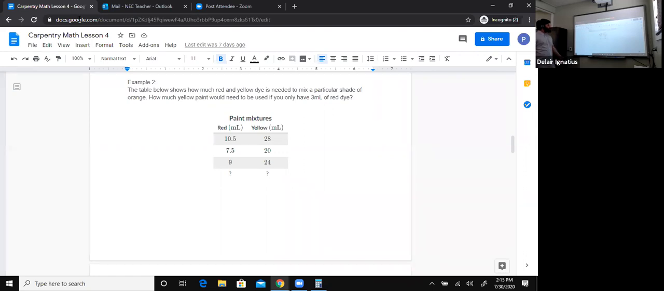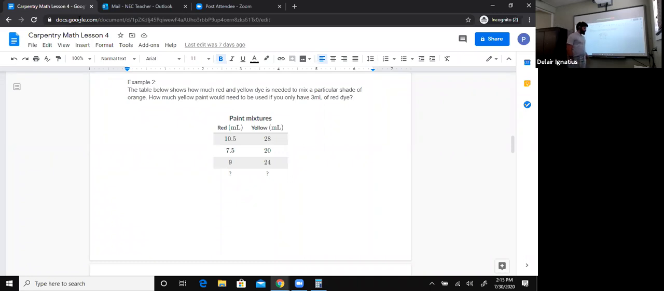It tells us the table below shows us how much red and yellow dye is needed to mix a particular shade of orange. So like if you're mixing up paints at a paint shop, how much yellow paint would need to be used if you only had 3 milliliters of red dye. You'll notice in this chart that all of our ratios of red and yellow dye have more than 3 milliliters of red dye. So if we want that particular shade of orange and we want to use only 3 milliliters of red dye, we're going to have to do some math to figure out how much yellow to use.